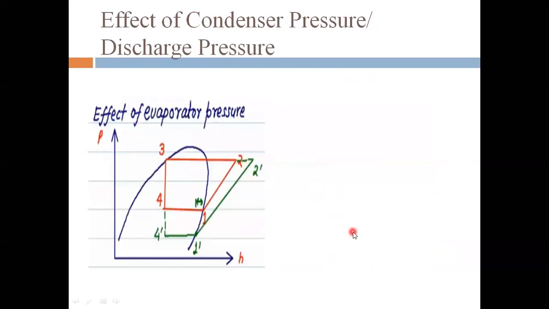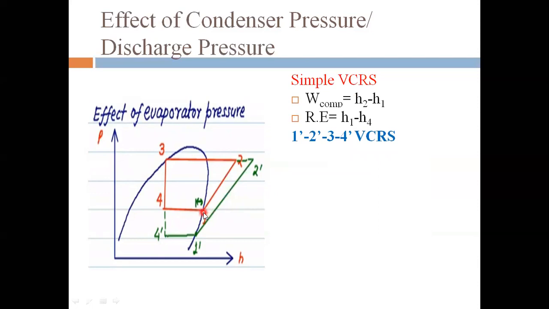So what is the effect of the evaporator pressure that we need to analyze? As we know, in the simple VCRS, this is the simple red color p-h diagram, 1, 2, 3, 4. So W compressor will be H2 minus H1. That is the W compressor. RE is H1 minus H4. That is H1 minus H4. And in the case of changing the evaporator pressure, the new cycle is 1 dash, 2 dash, and 3 remains the same, and a new 4 point is generated, that is 4 dash.